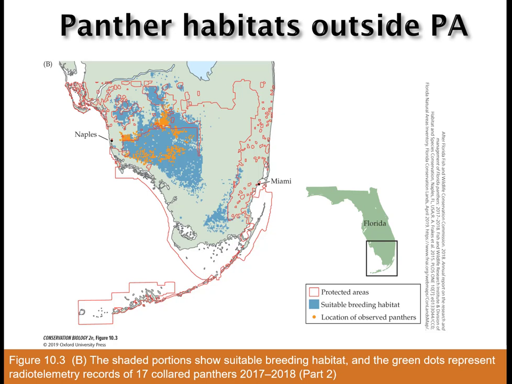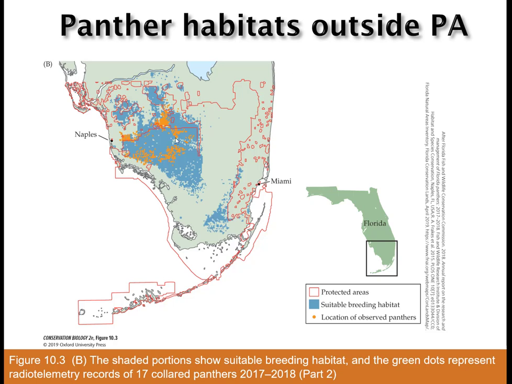The blue areas are suitable breeding habitats for those panthers, and then the areas outlined in red are those spots that are actually conservation lands. And so we can see this large conservation land in this core area where my mouse is floating, and then these are all suitable habitats.